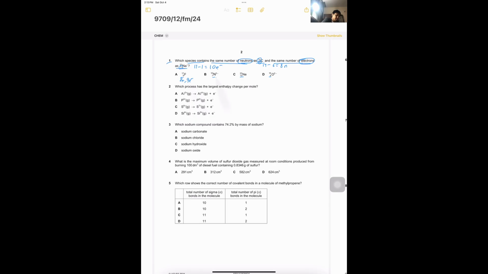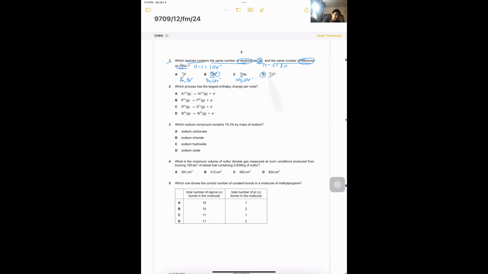For the nitrogen ion, 7 is the proton number, 16 is the atomic number, so it has 9 neutrons, which is already wrong. And looking at the electrons, it does have 10 electrons. How? 7 plus 3, because it is gaining 3 electrons. For the neon atom, we can see it has 10 neutrons, which is already wrong, and also it has 10 electrons, but the neutron number is wrong, so these 3 are already wrong. It should be D, but let's see.